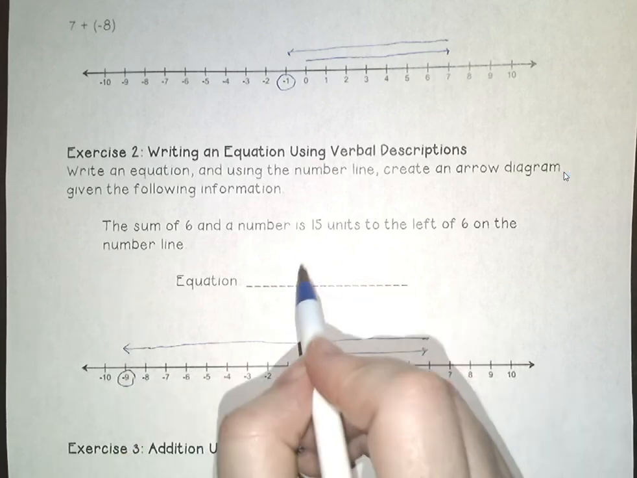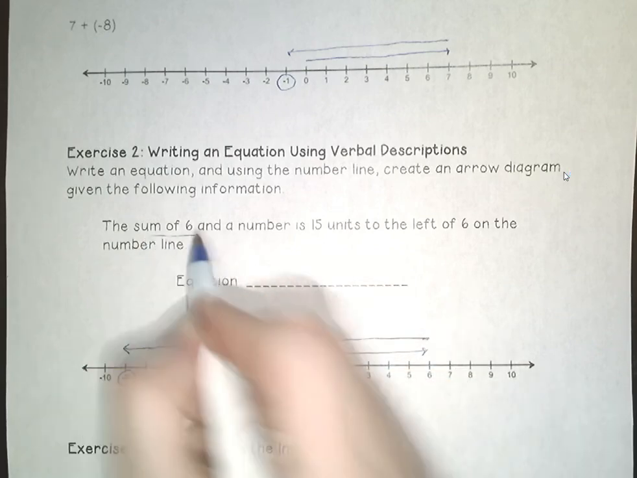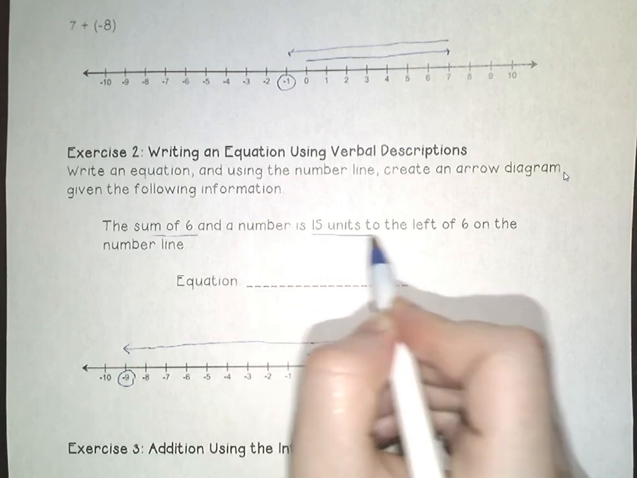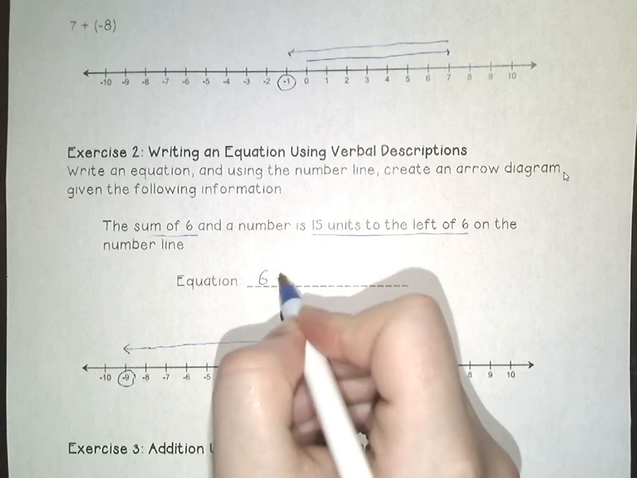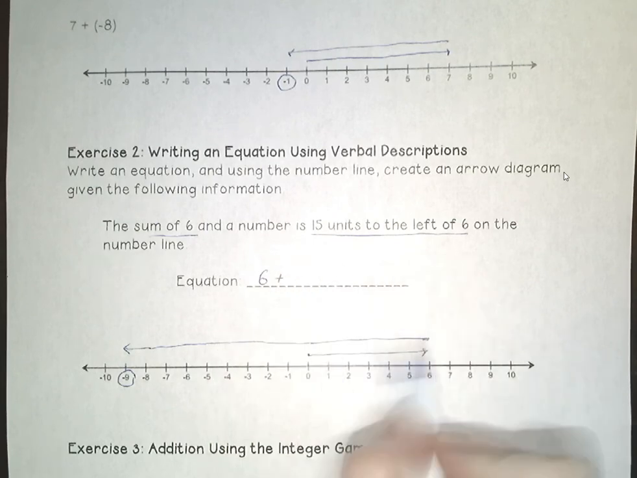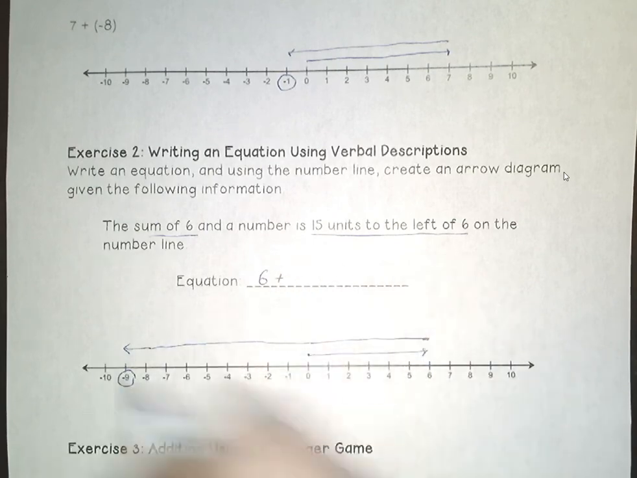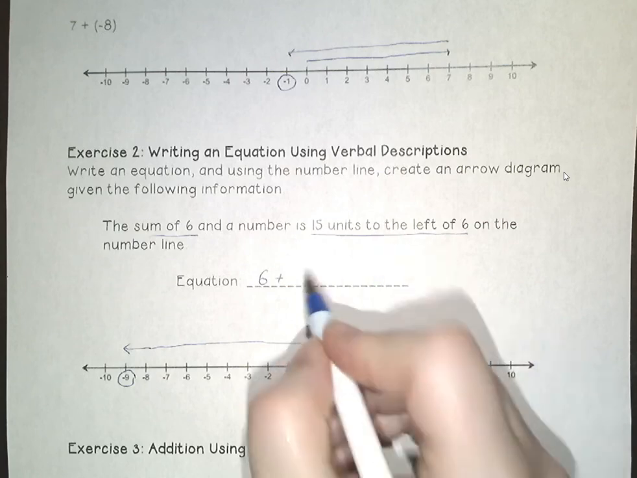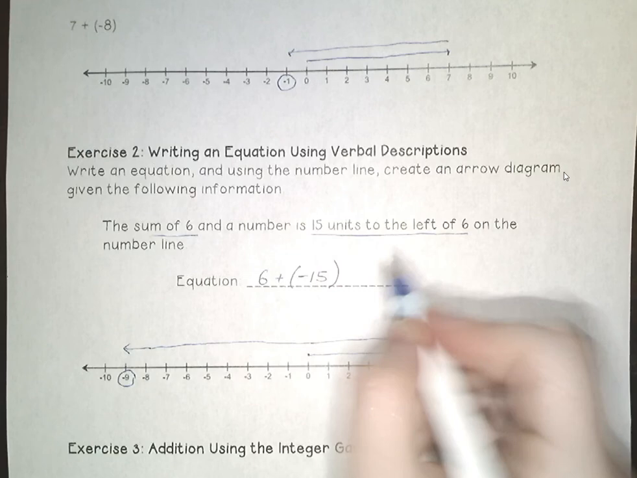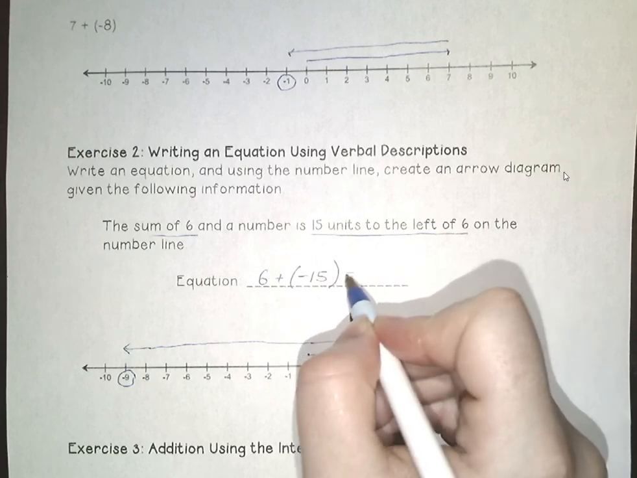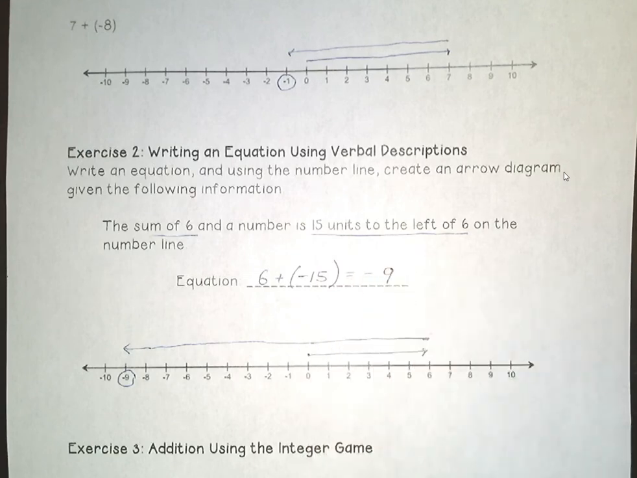How can I write an equation that tells me the sum of 6 and the number is 15 units to the left of 6? 6 plus, and now we will have to draw this arrow, and this arrow represents negative 15. So we will have 6 plus negative 15 equals negative 9. That is my equation. I started with 6, I added negative 15, ended up with negative 9.